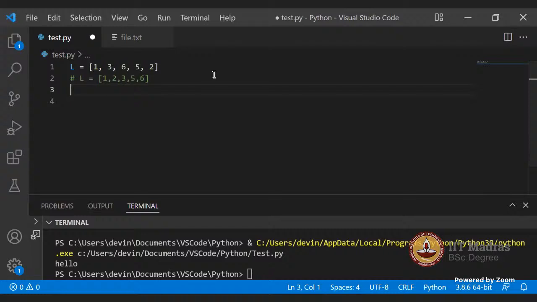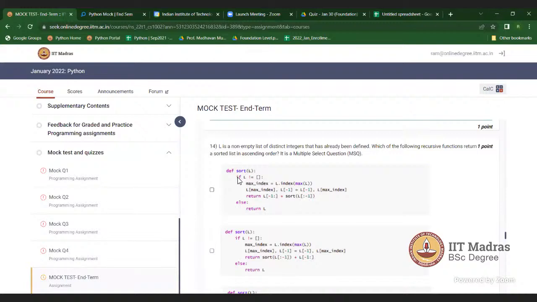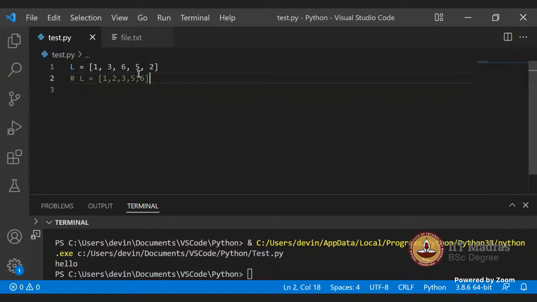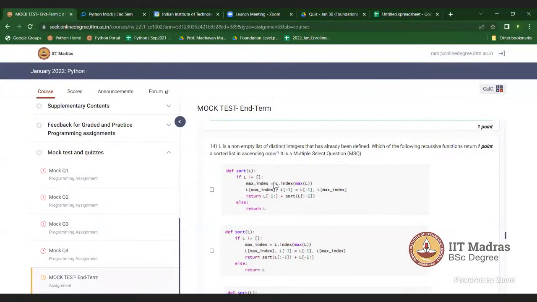Okay. So now let us look at what the first option is doing. That code is doing: L is not equal to empty, correct? Max index equals L dot index of max of L, which basically gives what? It gives the index of this 6, right? Index of 6, which will be 2. So that index, what is the variable name there? The variable name is max index. Okay, max index will be equal to 2.